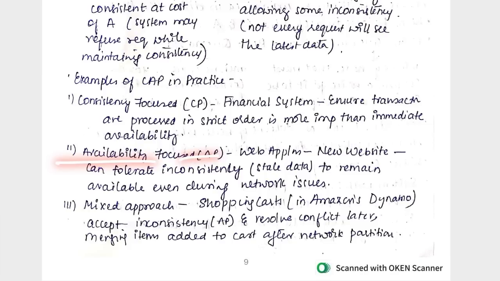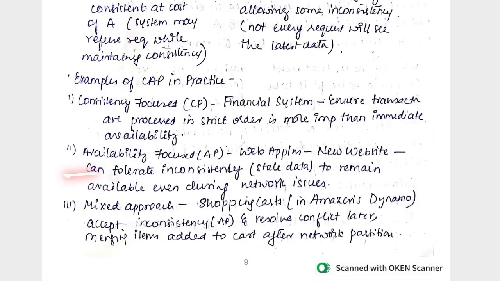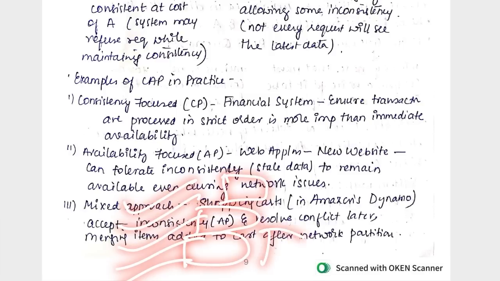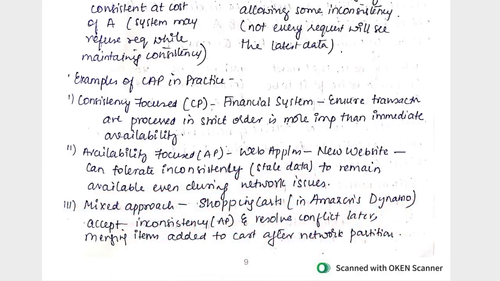Next we have availability focused. Speaking about websites, for example, news websites cannot go off, right? So they can tolerate inconsistency. That is, they can keep on presenting the same old data again and again in order to remain available 24 by 7. Even during network issues, they have to be available. So that's what availability focus is. Here we are focusing on availability.